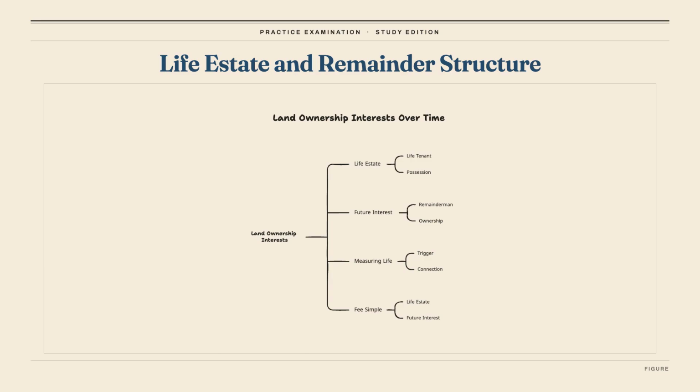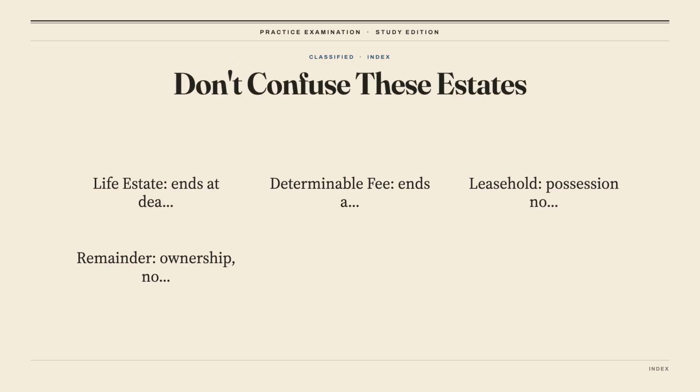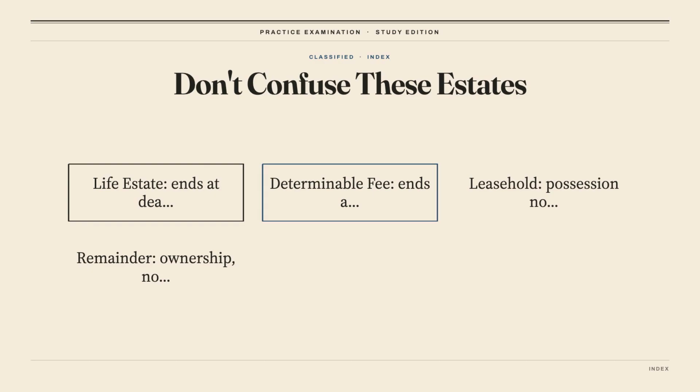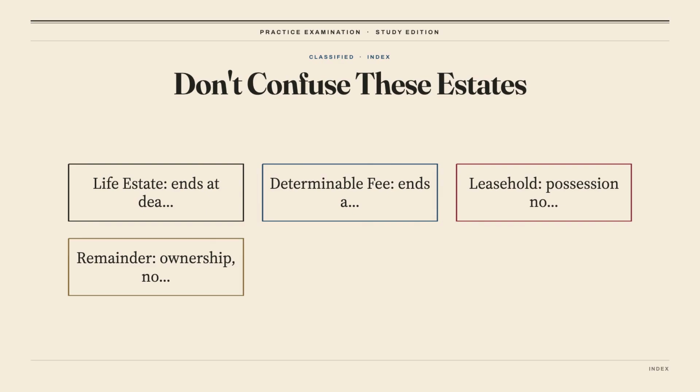Don't confuse a life estate with a determinable fee, which ends automatically when a stated event happens, or with a leasehold, where rent signals present possession without ownership. A life estate ends at a death and nothing else, while a remainderman owns ownership itself without possession.